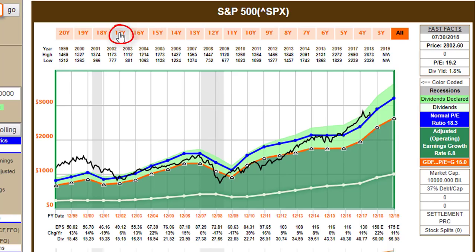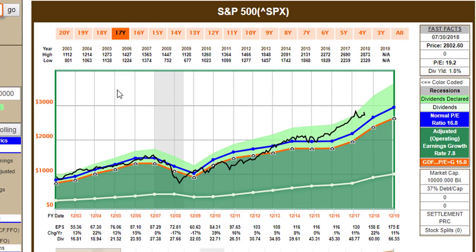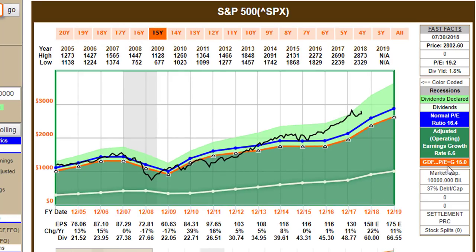So I'm going to lower this to a 17-year graph, and what I want you to notice now is, actually I'm going to lower it to 15. You've got a PE of 15 to 16 here. That's kind of the normal range of fair value for the S&P over long periods of time. And you can see the market's above that 16 PE ratio line.